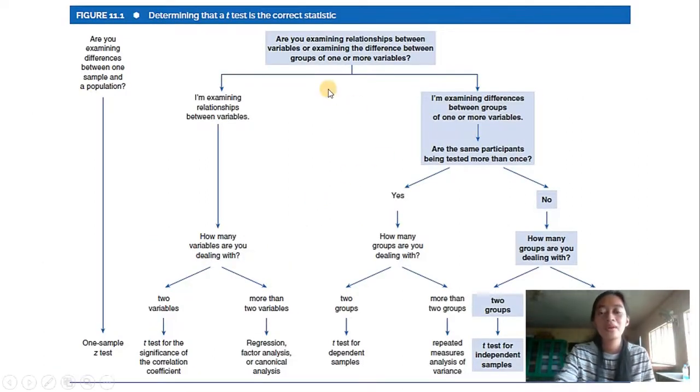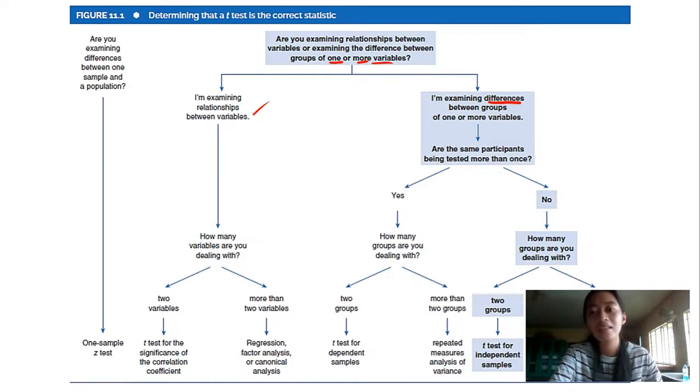For this type of test, let's follow this diagram first. The question: are you examining relationships between variables, or examining the difference between groups of one or more variables? If you are examining relationships, you go here, but let's just go to this side. You are examining the difference. For our study, is there a difference between the two groups? If that's what you want to know, next: are the same participants being tested more than once? Kapila ba? Nag-pre-test ba? Nag-post-test ba sila?